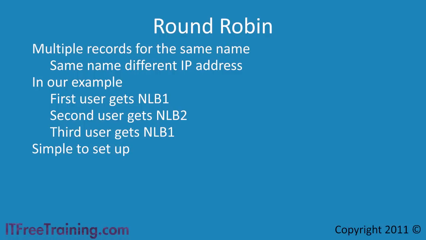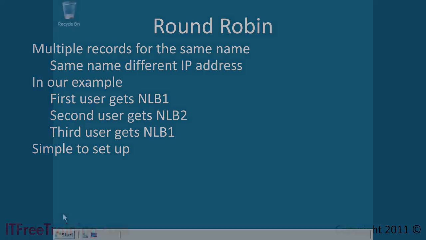Using the terminal services broker, if your user is sent to the wrong server, the broker will redirect them to the correct server. To set up round robin, all you need to do is add some DNS records to your DNS server for your server farm. Let's have a look how to do that.